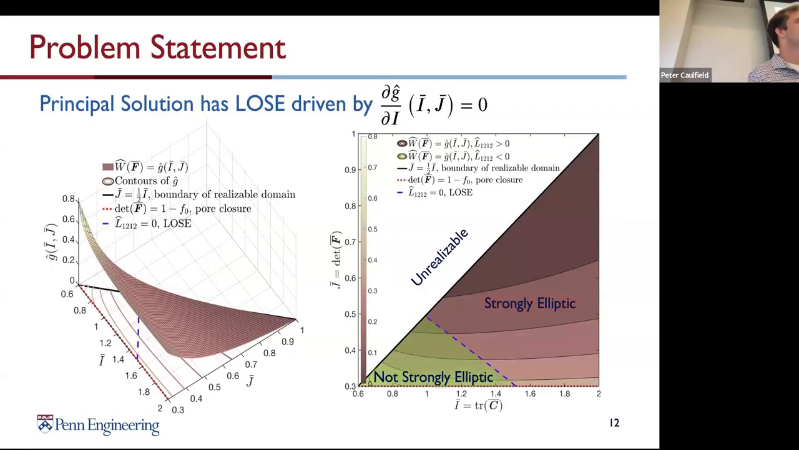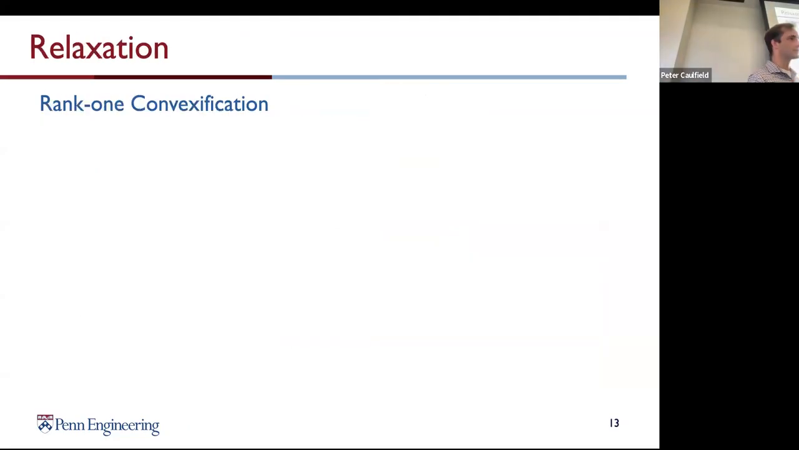Of course, there are various sets of invariants that you could choose to characterize things. Another common set that people use would be I and J, where J is the determinant of F and I is F dot F. If you plot things as a function of that, again, you have this kind of rise in the energy for sufficiently compressive loadings. And what you see in this space is that in the strongly elliptic regime, the energy is an increasing function of I, whereas in the not strongly elliptic regime, the energy is a decreasing function of I. And then loss of ellipticity in this space corresponds to the point where the derivative is equal to 0. Okay, so that's the principal solution for the energy.